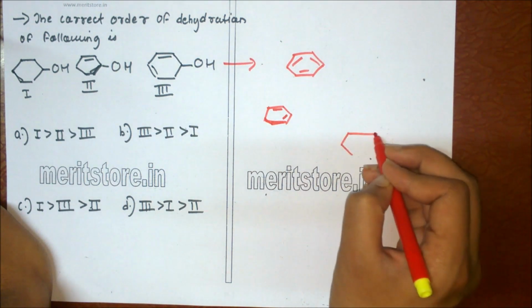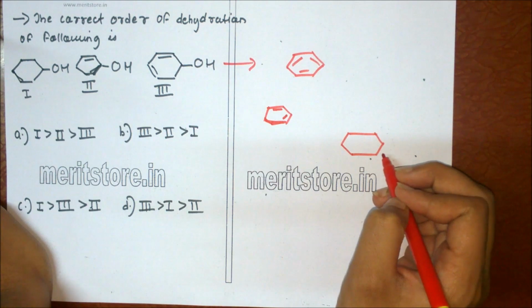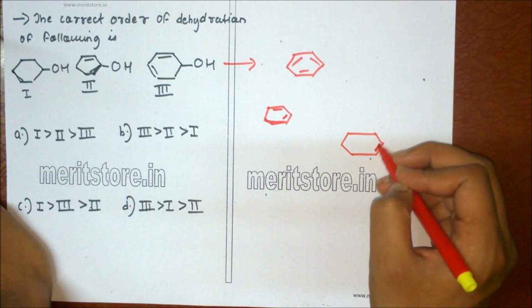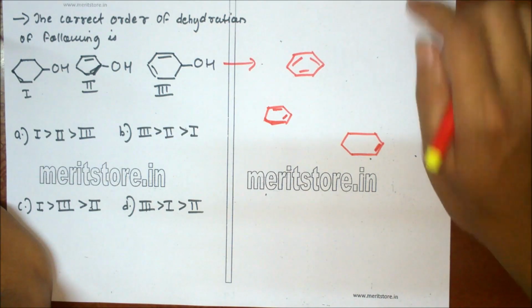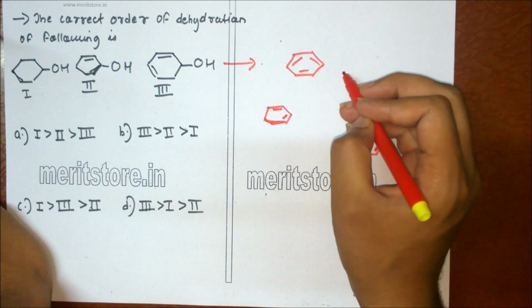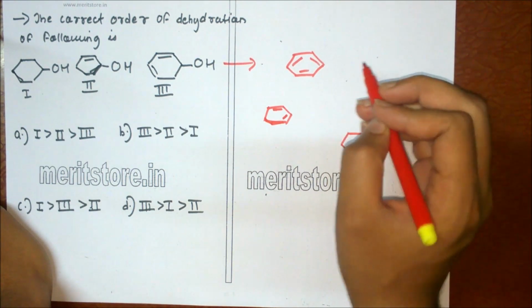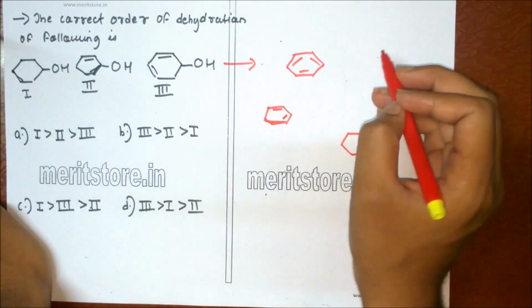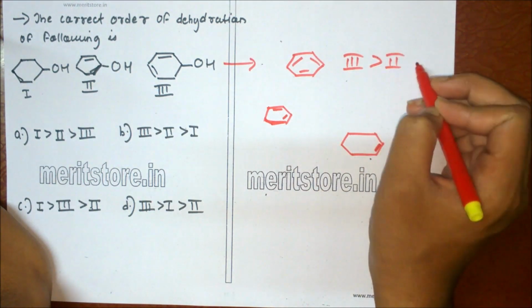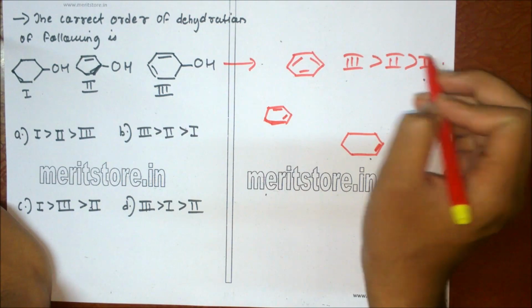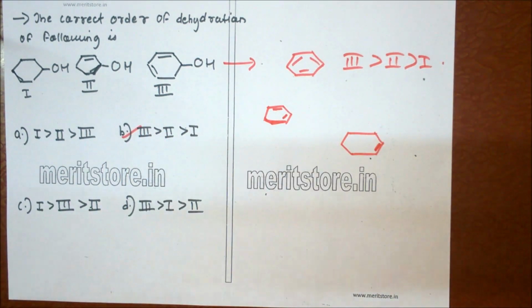As there is no double bond already present, the most easily dehydrated is the one which already has a double bond present. So compound 3 can be dehydrated more easily than compound 2, then compound 1. So option B is the correct answer.